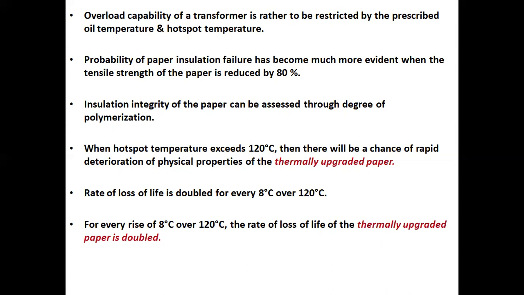When hotspot temperature exceeds 120 degrees centigrade, then there will be a chance of rapid deterioration of physical properties of the thermally upgraded paper. Rate of loss of life is doubled for every 8 degrees centigrade over 120 degrees centigrade. For every rise of 8 degrees centigrade over 120 degrees centigrade, the rate of loss of life of the thermally upgraded paper is doubled.